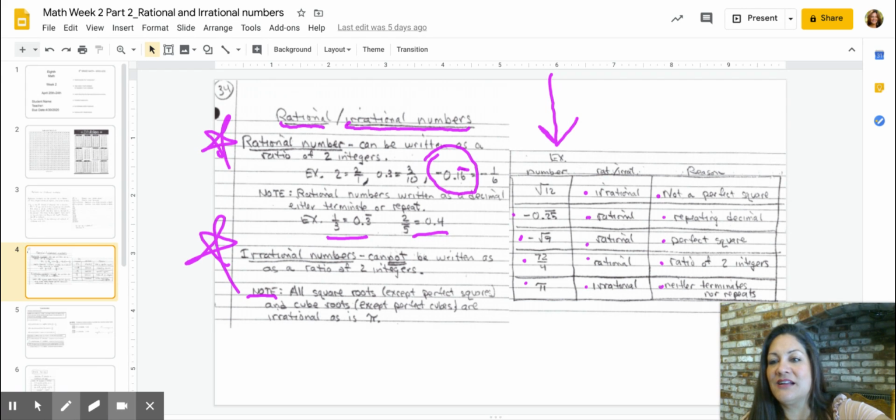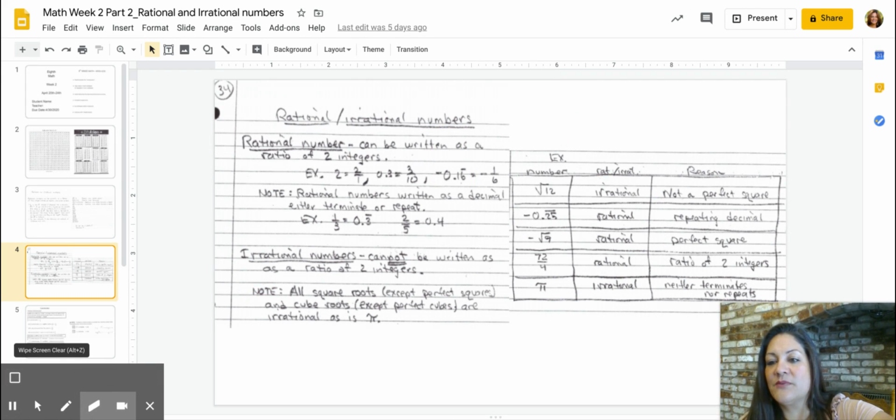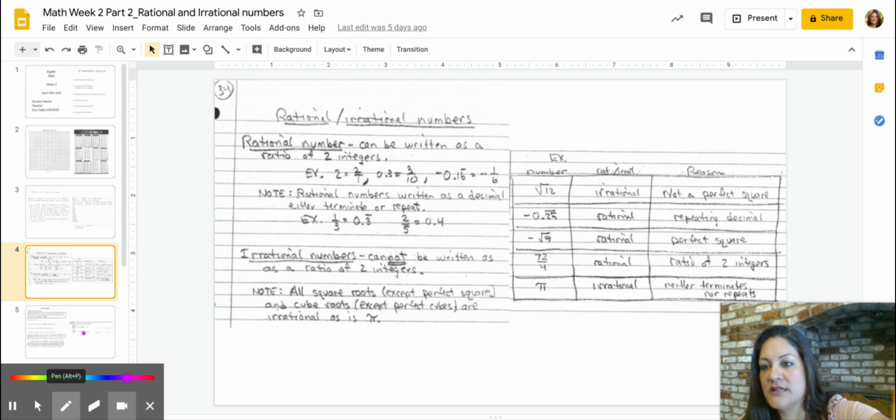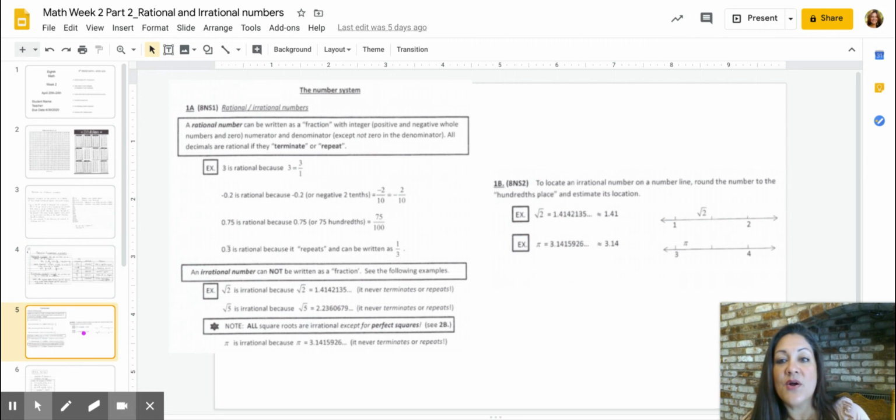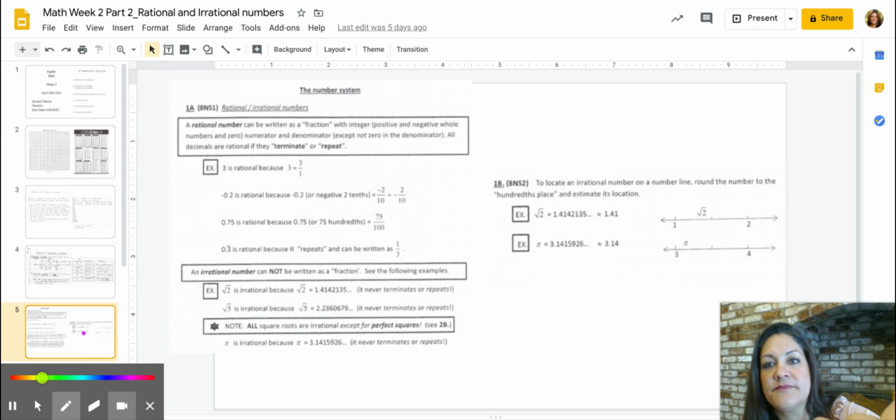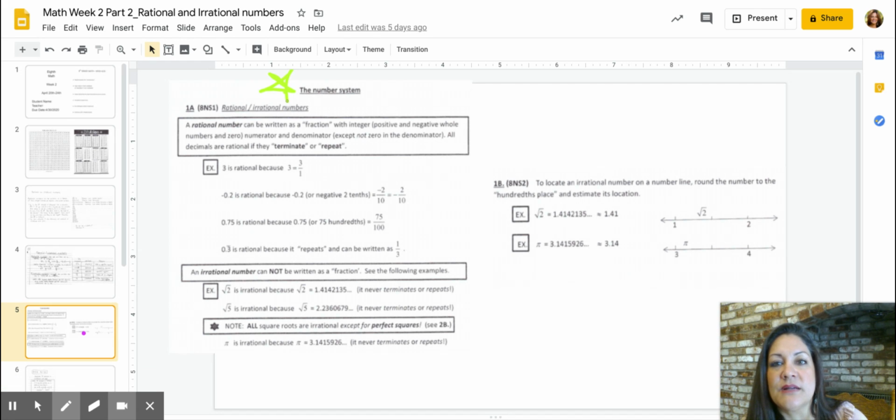Okay, so next we have our red resource folder. This is a curriculum guide, and this is part of the number system. Okay, so rational, irrational numbers. I'll read through it quickly. A rational number can be written as a fraction with integer, which is positive and negative whole numbers, and zero, numerator and denominator, except not zero as a denominator. Remember, that is undefined. All decimals are rational if they terminate, means end, or repeat.